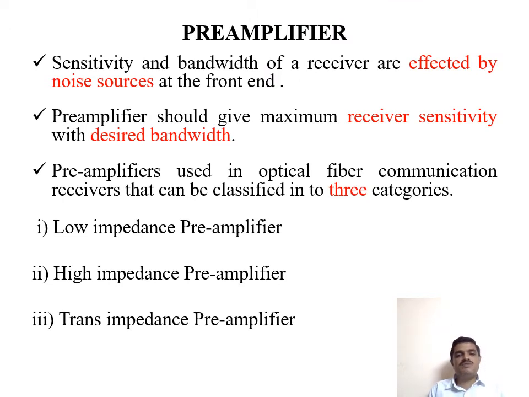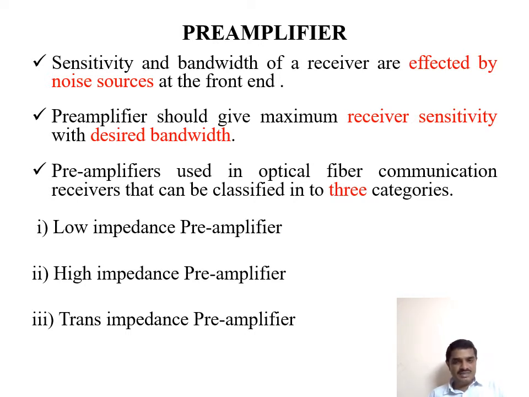Preamplifier. What is a preamplifier? What is the necessity of this? The sensitivity and bandwidth of receivers are affected by noise sources in the front end. In order to improve the sensitivity of our fiber optic communication system, we go for a preamplifier. A preamplifier should give maximum receiver sensitivity with the desired bandwidth. Preamplifiers are also used in optical fiber communication receivers.